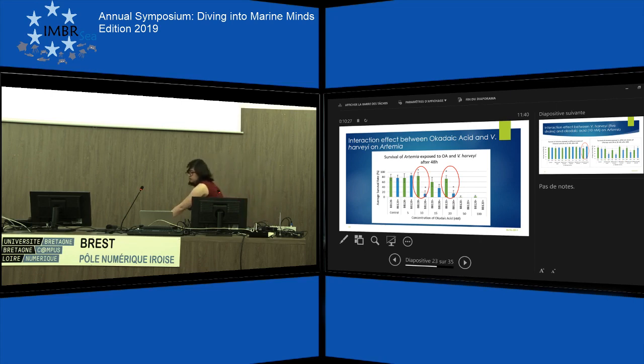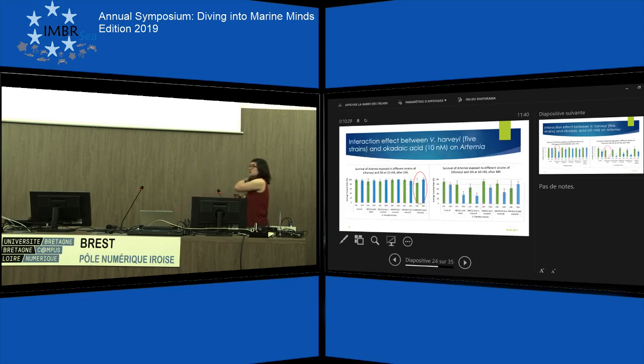And analyzing the interactive effect between the 5 strains of Vibrio harveyi and Okadaic acid. First, with the presence of okadaic acid at 10 nanomolar after 24 and 48 hours, the green bars representing absence and the blue presence of okadaic acid, and here representing the different strains, we found an interactive effect in only one strain, but we couldn't find the same effect after 48 hours.